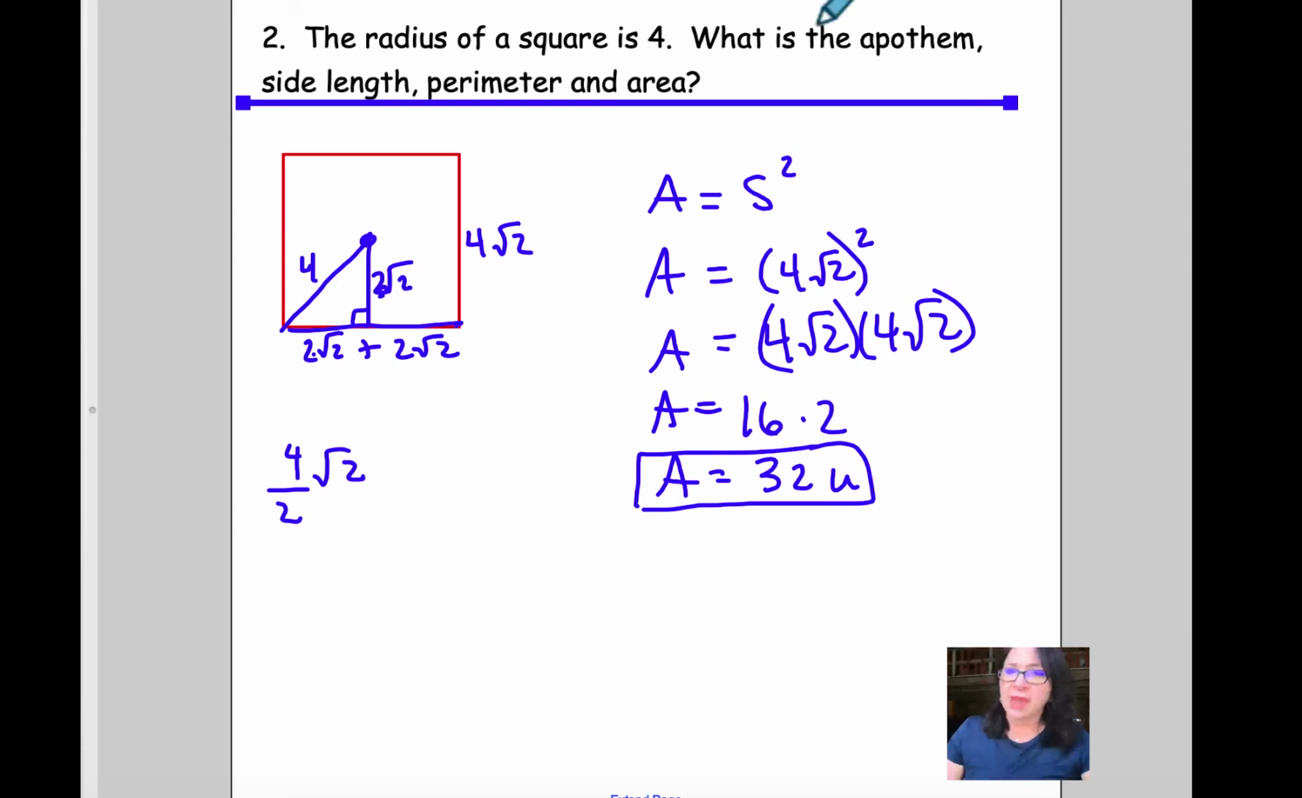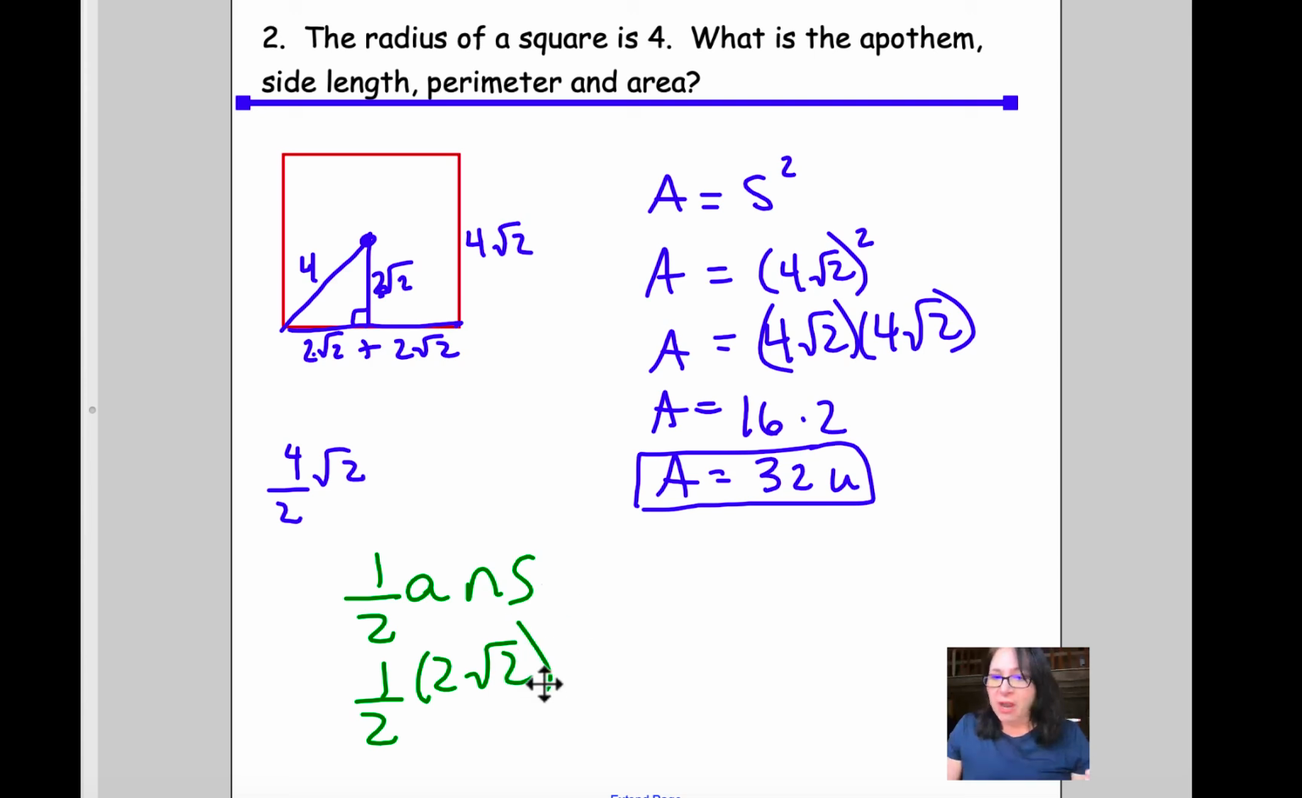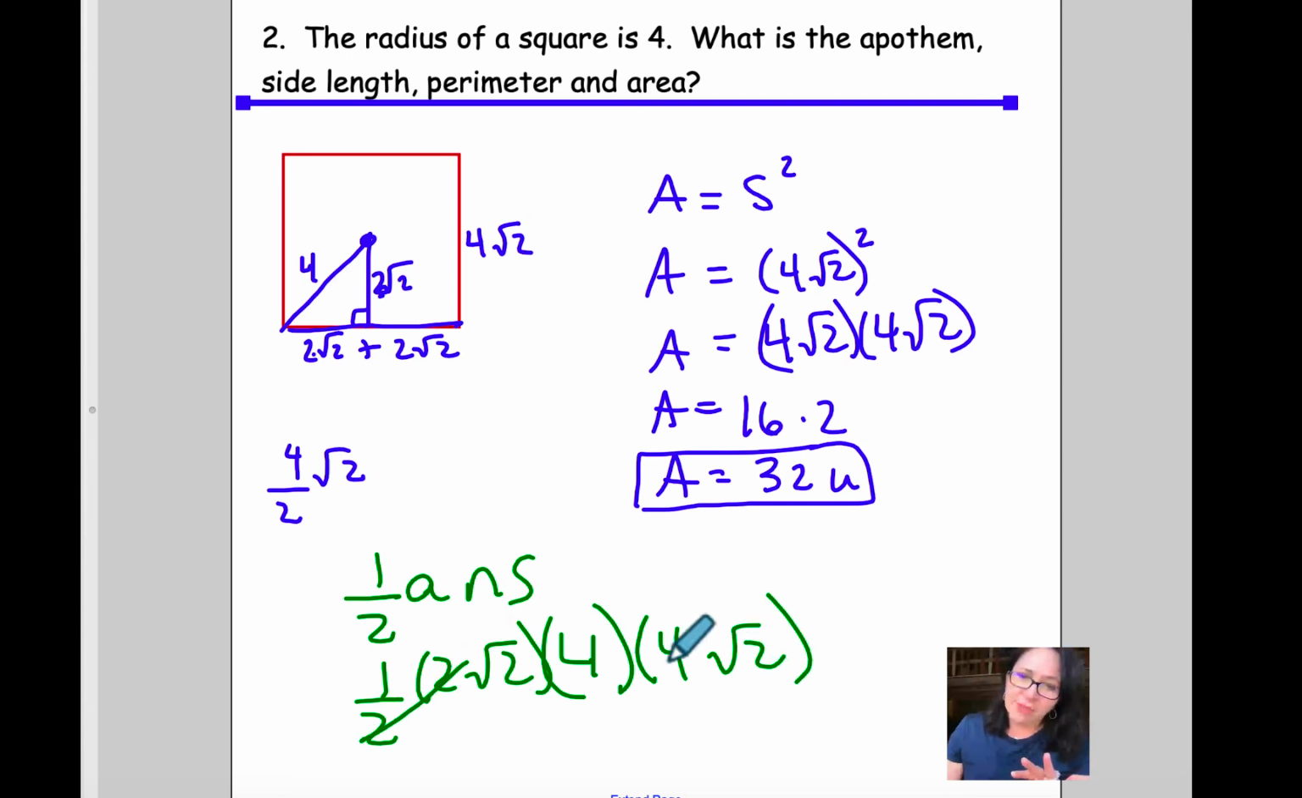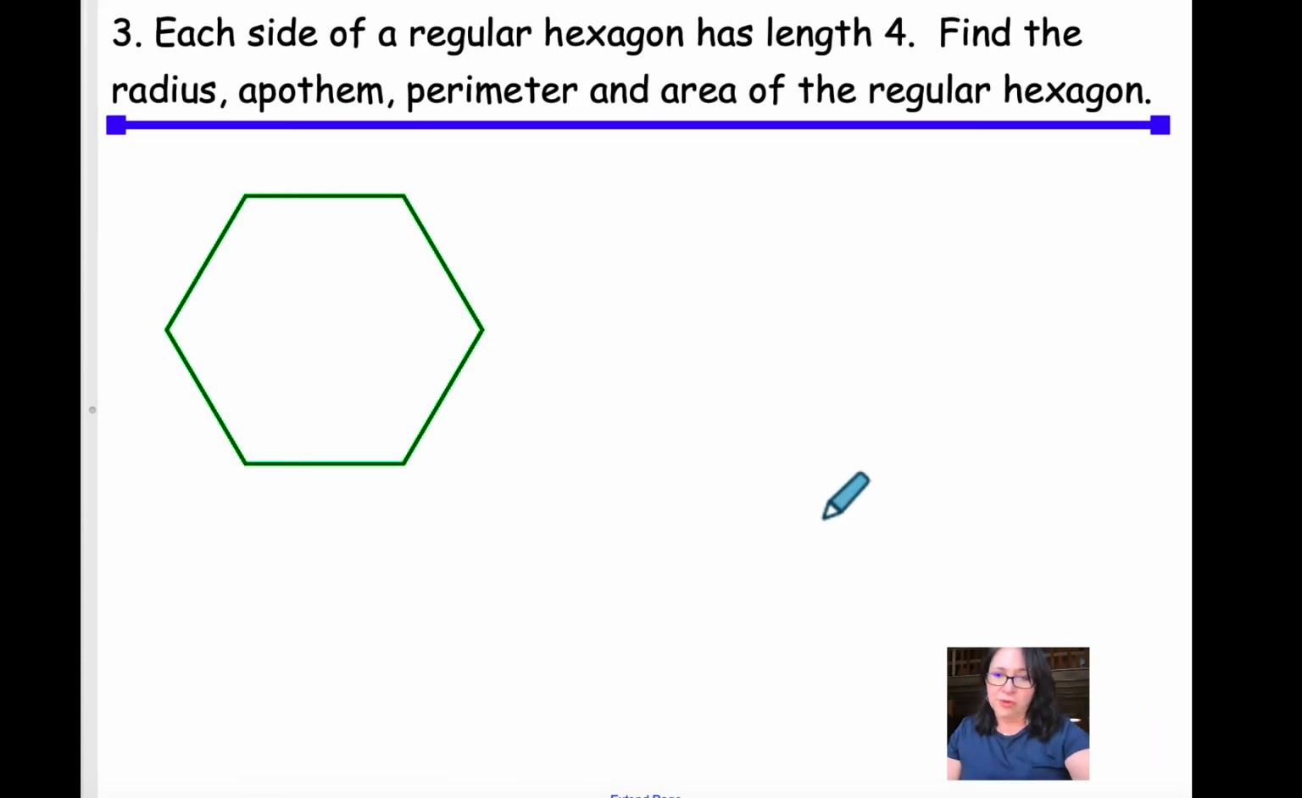And just keep in your mind that because it's a regular polygon, a square is a regular polygon. It's a parallelogram that's regular, which means it's a square. You could use this formula, 1/2 ANS, which is 1/2 my apothem, which is 2 root 2, times the number of sides, which is 4, times the length of one side, which is 4 root 2. And in that case, I still get 16 times 2, which is 32. So either way, you have options, of course, to do that.